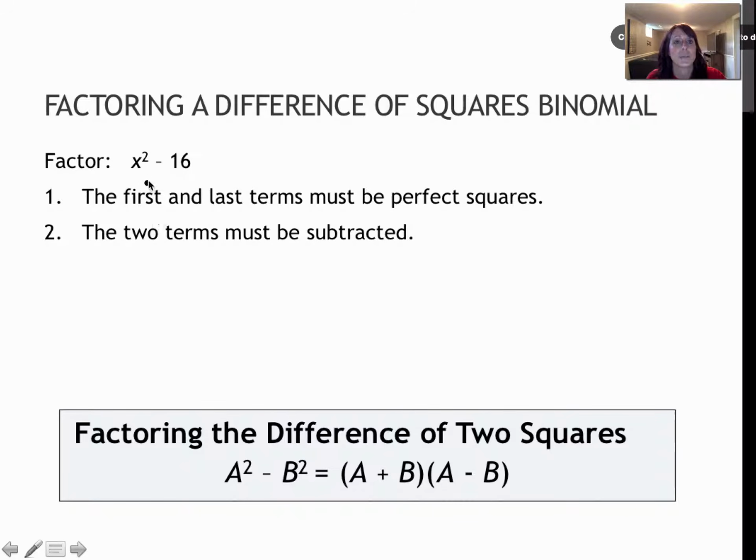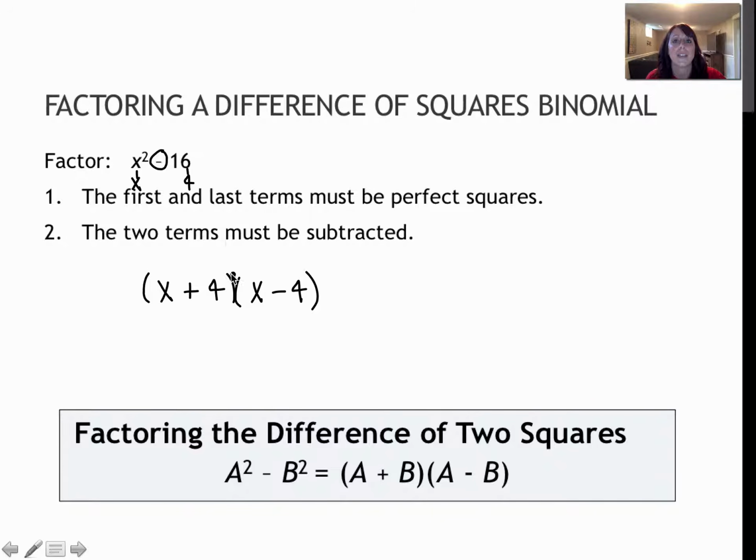Looking at my first example, I see that the first term is a perfect square because the square root is x, and my second term is a perfect square because the square root is 4, and they are being subtracted. So if I'm going to factor that, I'm going to factor it into the sum of the square roots and the difference of the square roots. So that's what the factoring of the difference of two squares looks like.